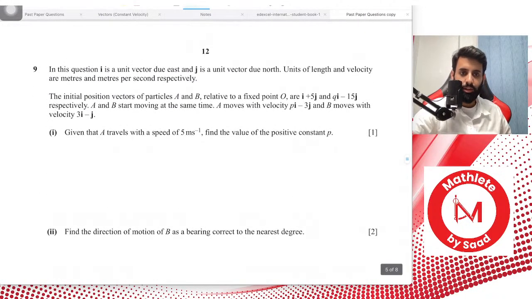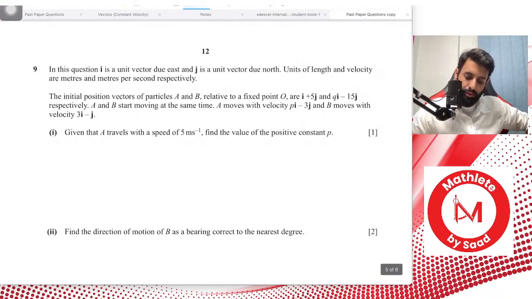Let's solve this question. The question says, in this question, i is a vector due east and j is a vector due north. Units of length and velocity are meters and meters per second respectively. The initial position vectors of A and B relative to a fixed point O are 15i and qi minus 15j. A and B start moving at the same time. A moves with a velocity of (pi minus 3j) and B moves with a velocity of (3i minus j). Given that A travels with a speed of 5 meters per second, find the value of the positive constant p.